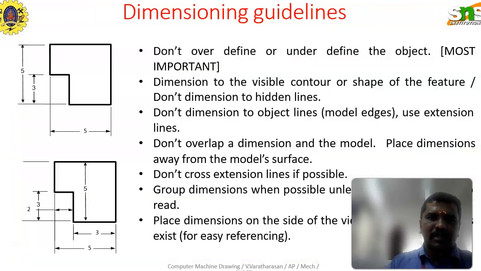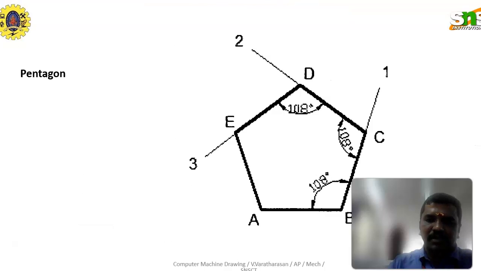Dimensioning guidelines are also clearly represented here. Most important: don't over-define or under-define the object. Dimension the visible contour shapes of the feature; don't dimension the hidden lines. Don't overlap the dimensions and the model edges. Place dimensions away from the model surface. Don't cross the extension lines if possible. Group dimensions when possible, unless it becomes difficult to read. Place the dimension on the side of the view where adjacent views exist, for easy referencing.